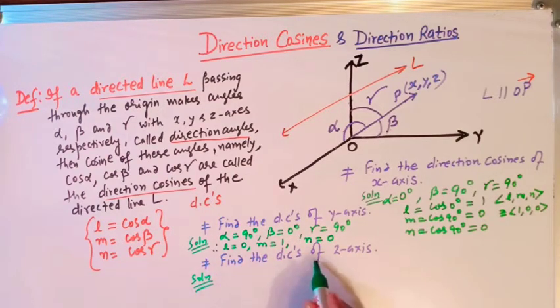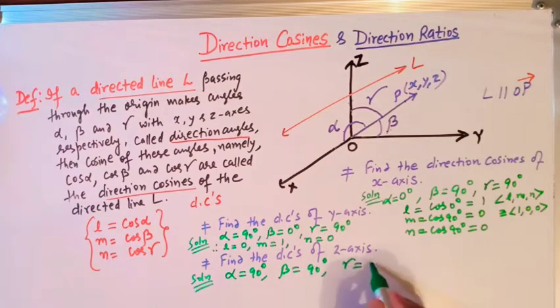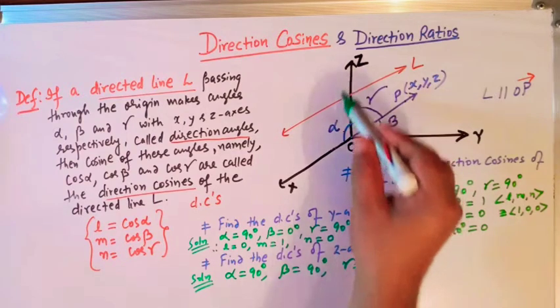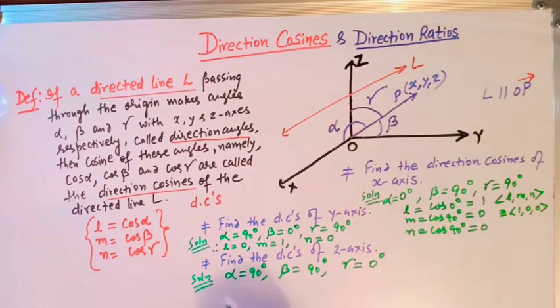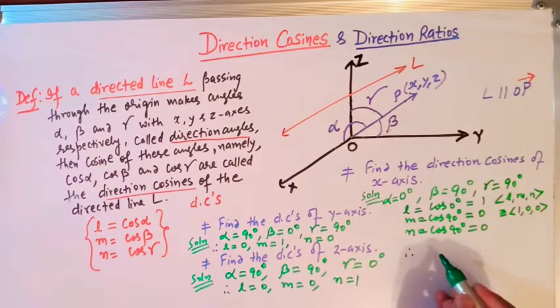Now similarly, find the direction cosines of the z-axis. So here alpha is 90 degree, beta is 90 degree, and gamma is 0 degree, right? Because the z-axis makes 0 degree with itself. So l is 0, m is 0, and n is 1, right? So therefore viewers, we must remember that the direction cosines of the x-axis are 1, 0, 0, the y-axis are 0, 1, 0, and the z-axis are 0, 0, and 1.